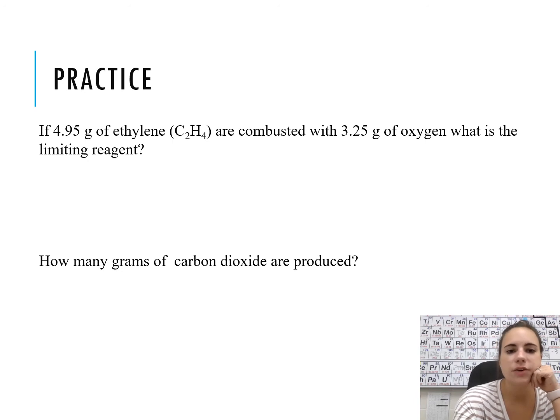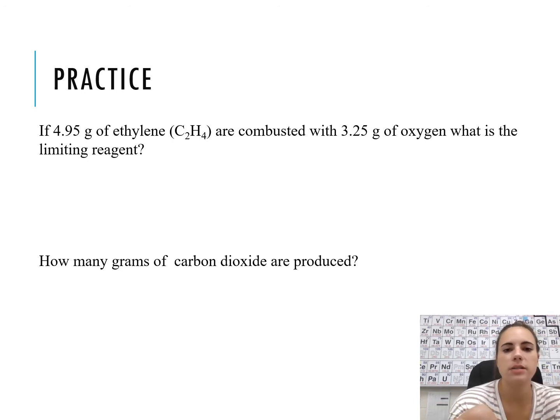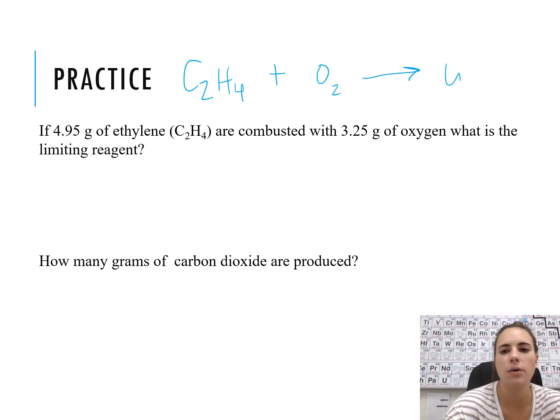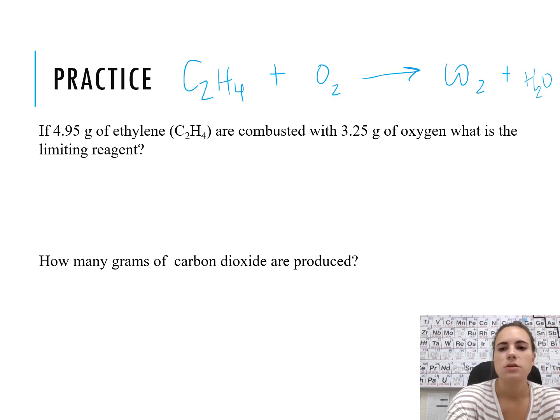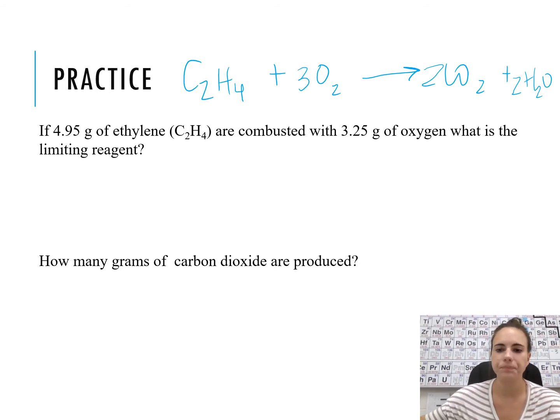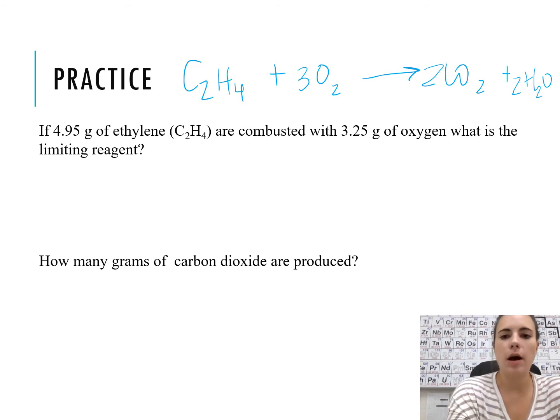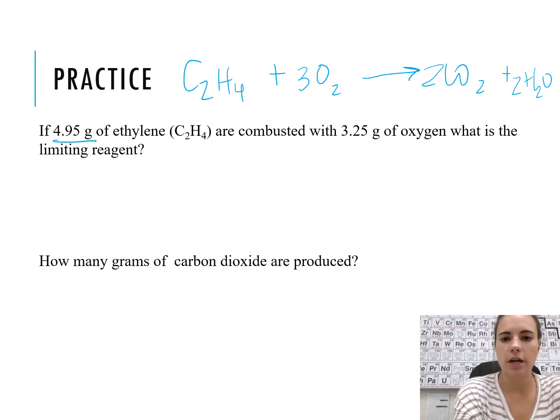Okay? So the first thing I have to do is write a balanced chemical equation. And I know combustion reactions are always in oxygen gas, and they always make carbon dioxide and water. So now I have to balance this equation. So I'm going to put a 2 there, and I'm going to put a 2 here, which makes a total of 6 oxygens. So I need a 3 right here. Okay? So now I'm going to convert each of these starting amounts to carbon dioxide.